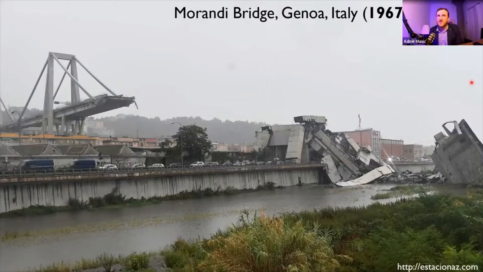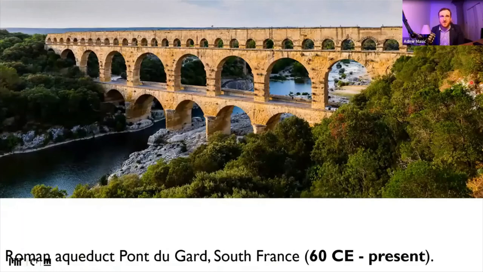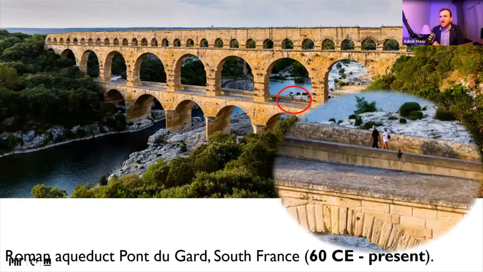And when you see these disasters, and then you see these bridges here, this is a Roman aqueduct in France that was built 2,000 years ago and is still being used. And you see people here walking on it. And you ask yourself why our bridges collapse after a few years, 50 years.